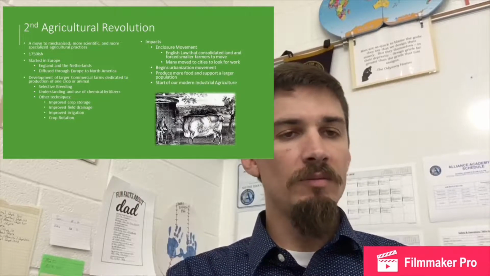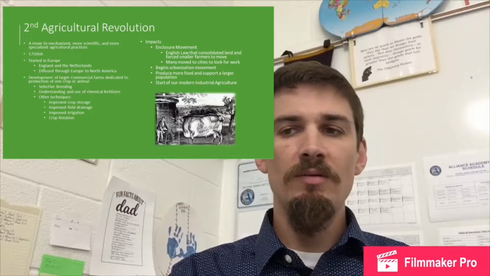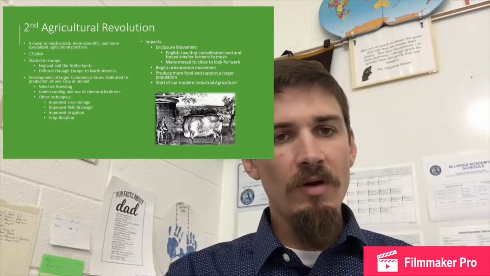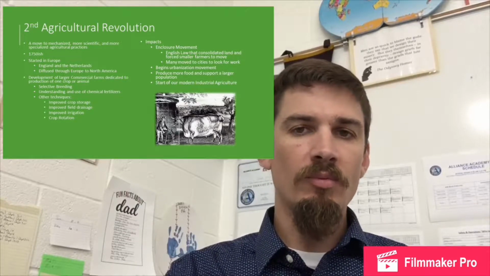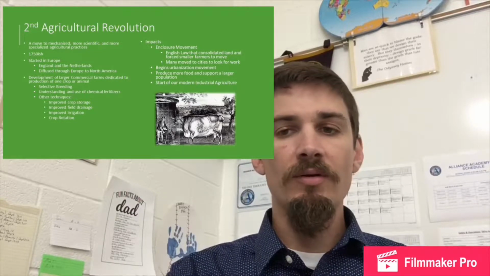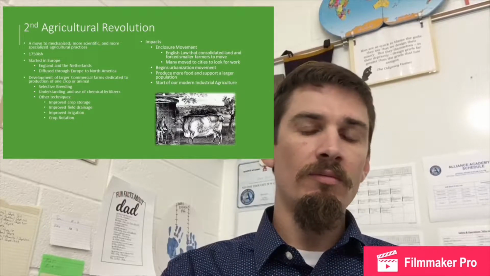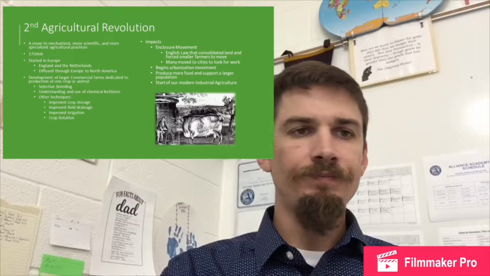Here are some other techniques, and there are others, but these are just kind of the more significant ones. You have improvement in crop storage, understanding how to store crops more properly so that the food lasts longer and so that it doesn't spoil as quickly. Improvement in field drainage, and this is going to be really important for a place like the Netherlands.